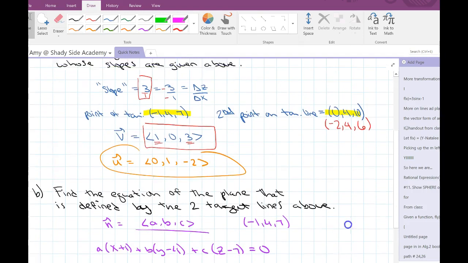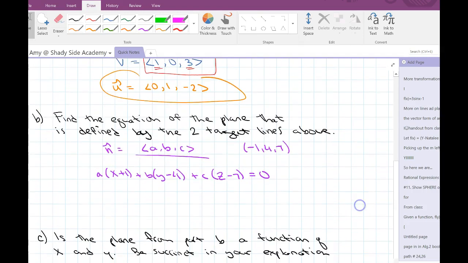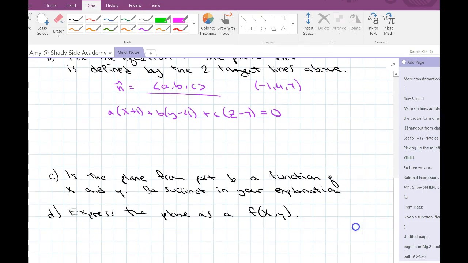So A and B are just regurgitative, algorithmic questions. Part C, conceptual. Is the plane from part B above a function of x and y? Here's the key phrasing. Is your plane a function of x and y? Be succinct in your explanation. Pause me here and have a talk about it. Remember what it means to be a function of x and y. What does that mean?